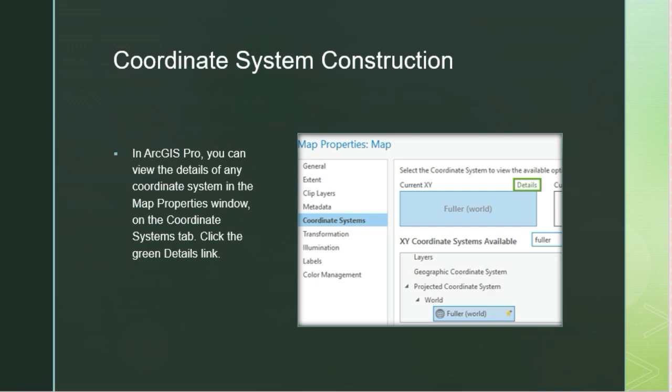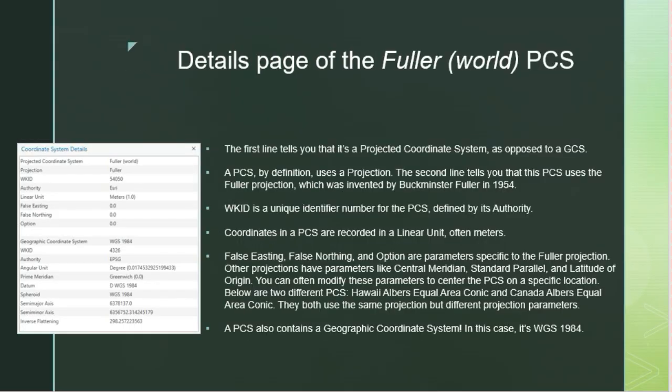In ArcPro, you can view the details of any coordinate system in the map properties, and we'll go over this in lab. Basically, when you insert a new map, that map has map properties, and your layers also have their own coordinate system properties. And here's a details page. When you look at a coordinate system in the layer properties or the map properties, you're going to see all these different characteristics.